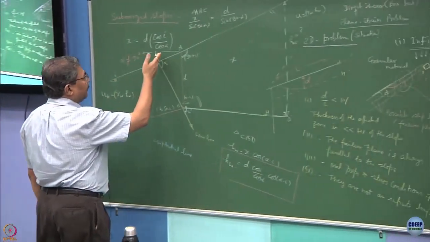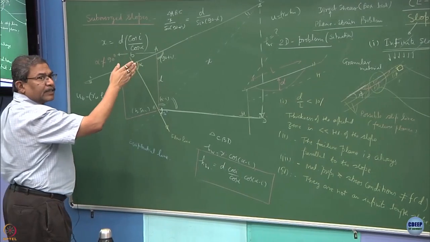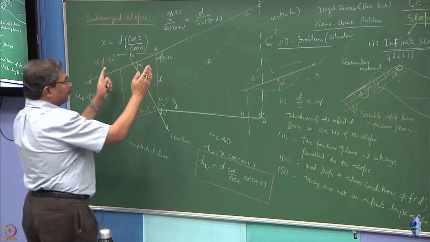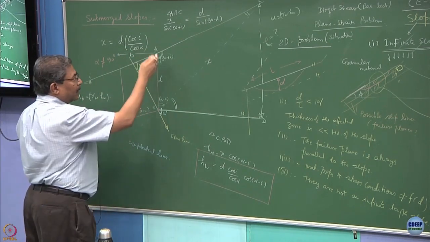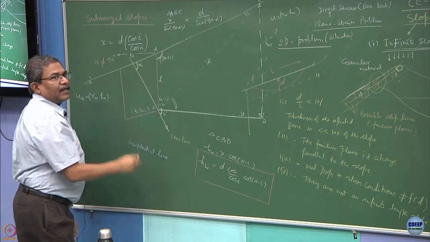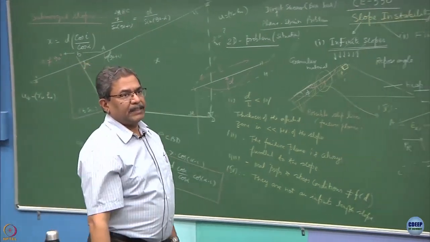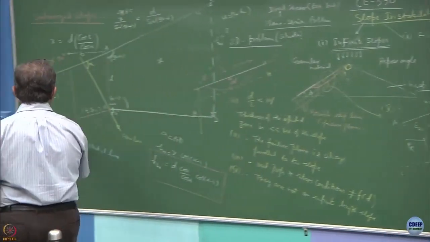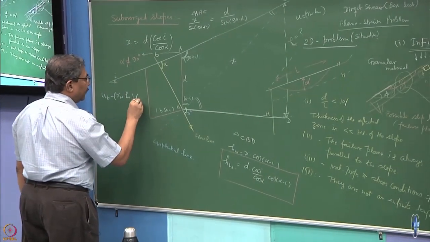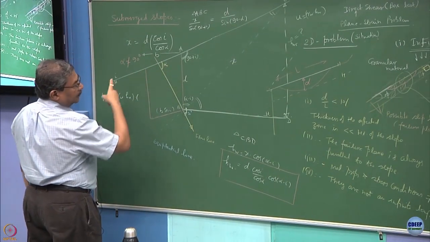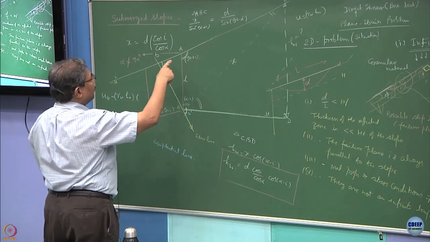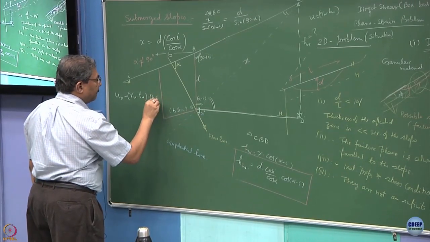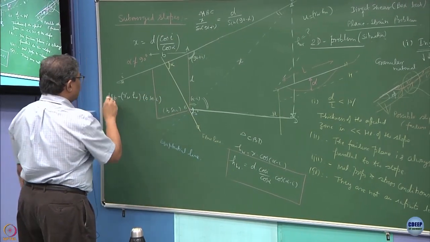The convention is that we always take lateral directions, or the width of the slice, as horizontal, and whatever the depths are, we take them in the vertical direction for the sake of simplicity. So, now this thing is getting multiplied by B sec i. So, this is the value of the UB.